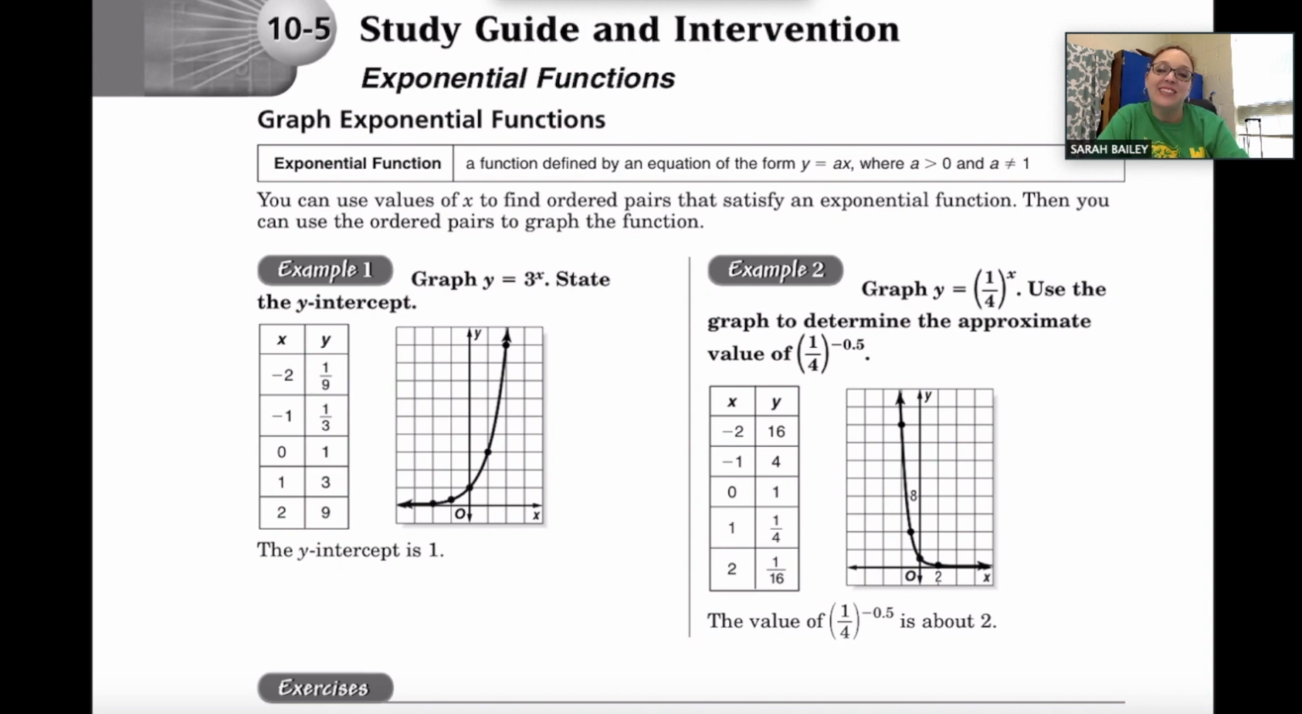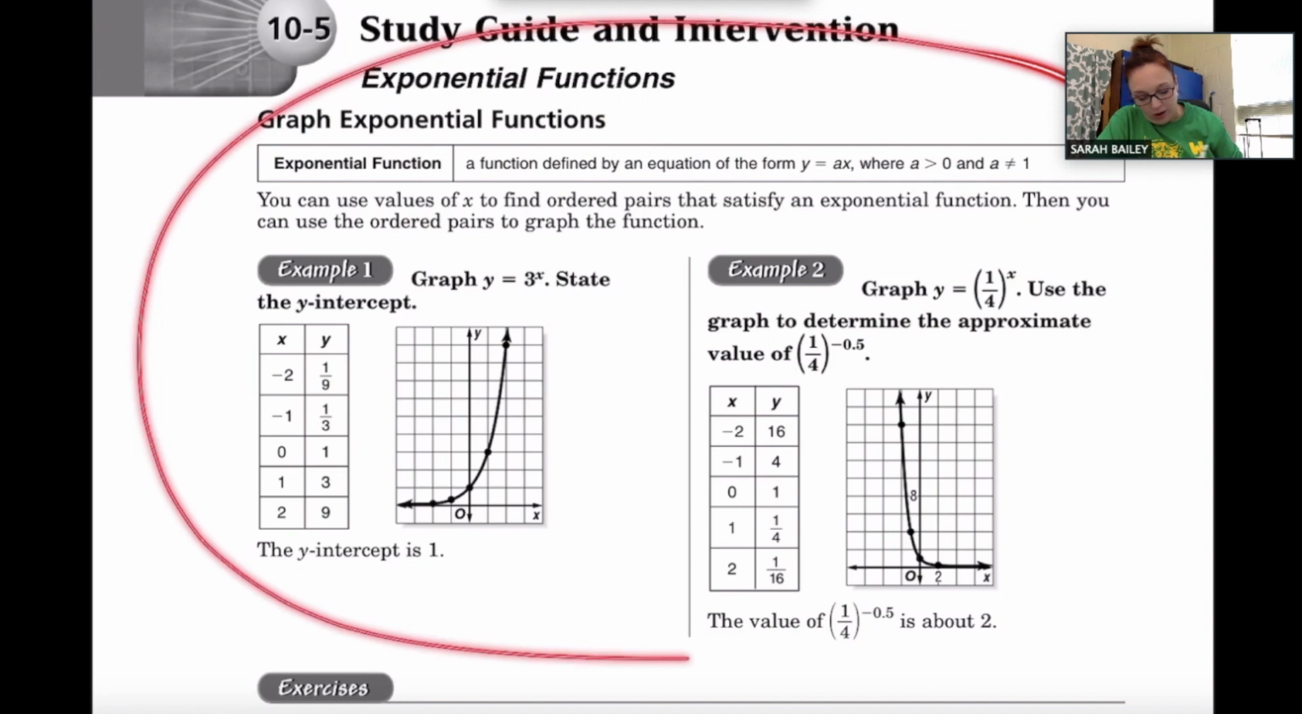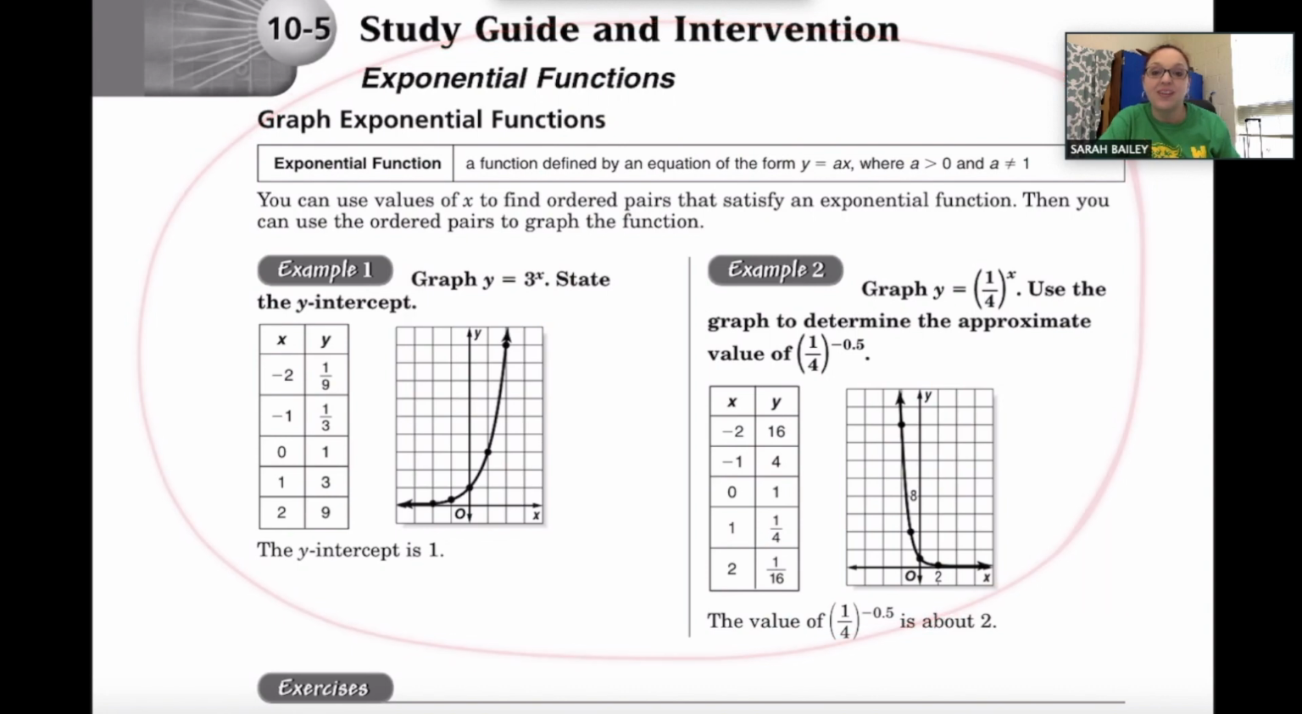In today's lesson, we're going to learn about exponential functions, and we're going to start off by learning how to graph those functions. So the very top portion here has a definition of an exponential function and a couple of examples about how to graph exponential functions. So pause the video now and read over this information. Okay, now that you've had a chance to do that, let's do a little bit of practice.